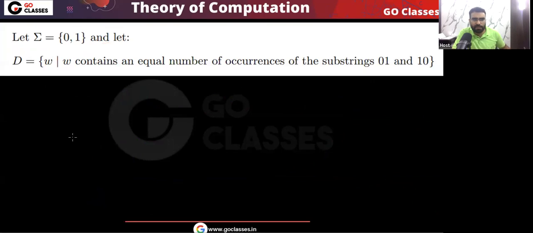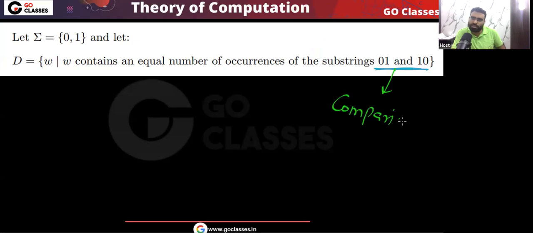The alphabet is binary, and we want strings which have an equal number of occurrences of substring 01 and 10. They must be equal in number. So can I say there is a comparison here? Some students will think, sir, you want a comparison. Yes or no, you want comparison.